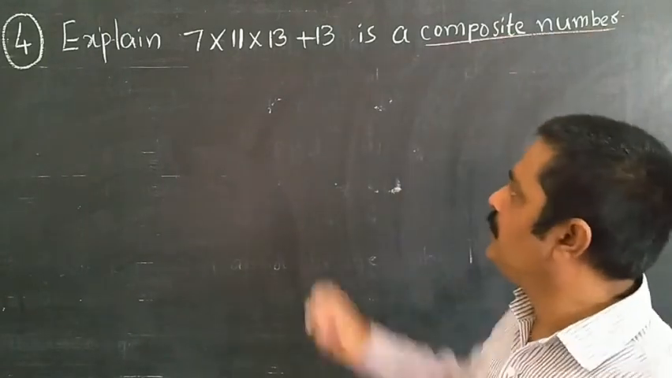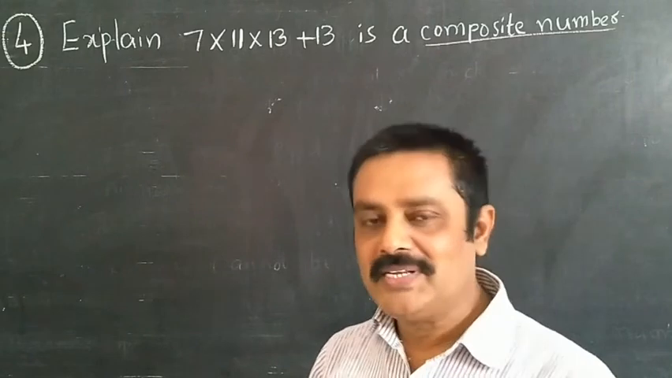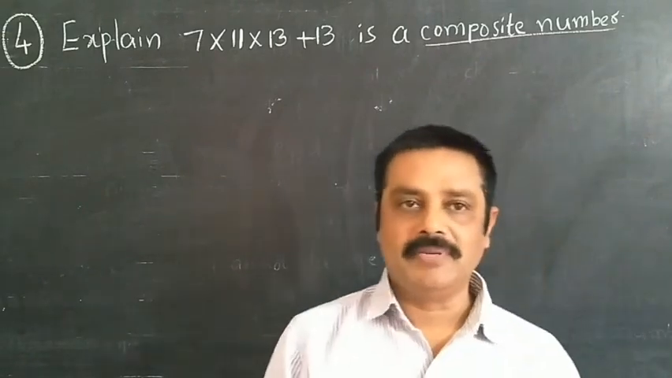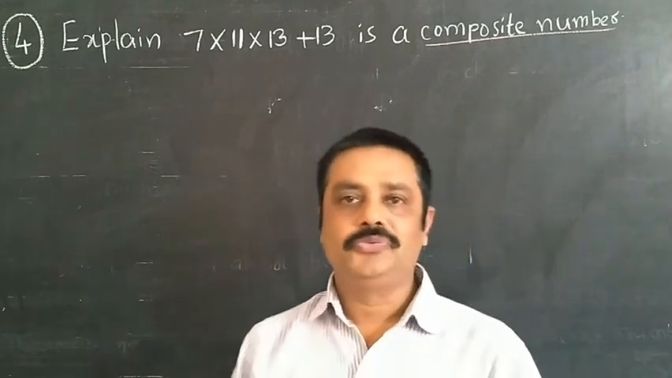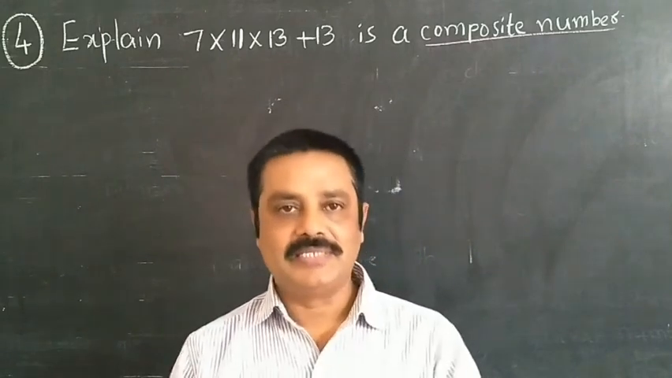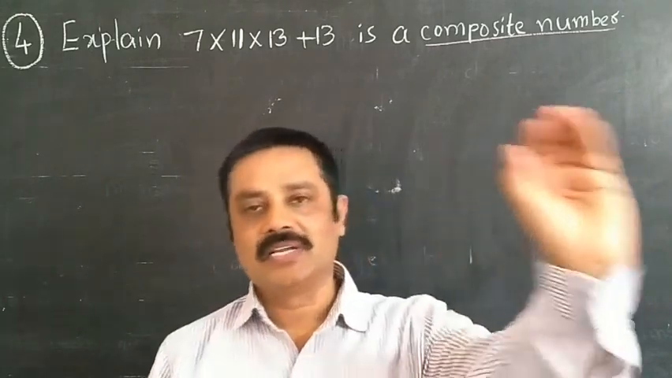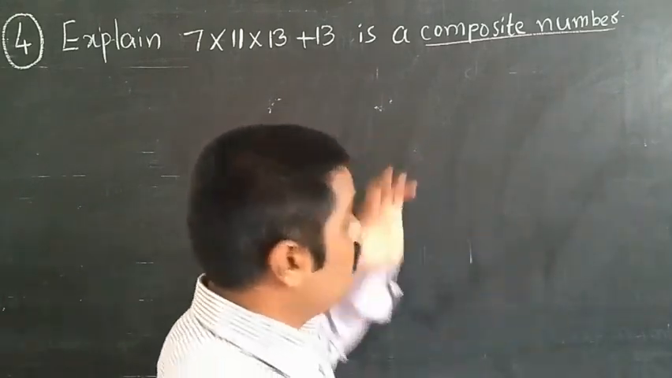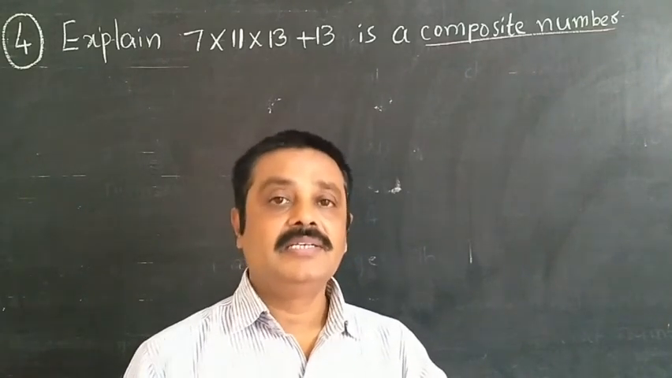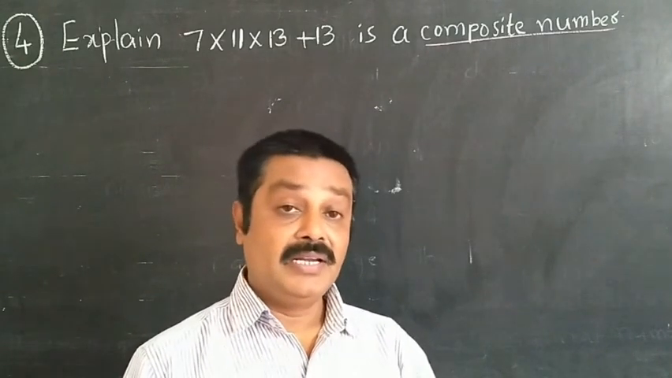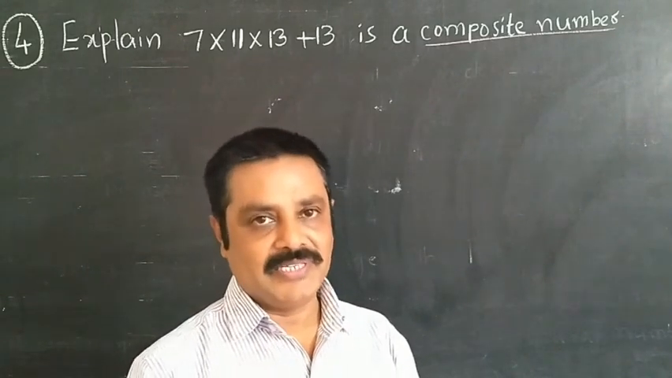It's asking about composite numbers. What is meant by a composite number? What is meant by prime numbers? Prime numbers means a number having only two factors, they are 1 and itself. Such numbers are called prime numbers. What about composite numbers? Composite numbers means a number having at least three factors including one. Three or more than three factors. Such numbers are called composite numbers.